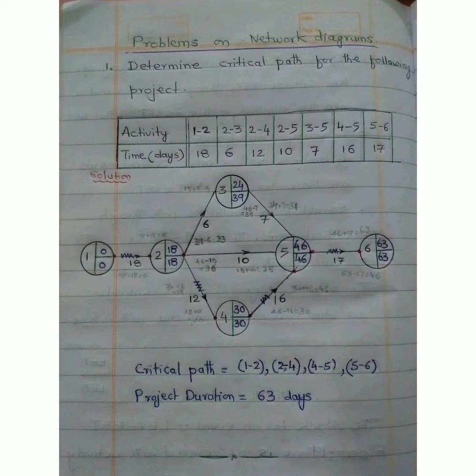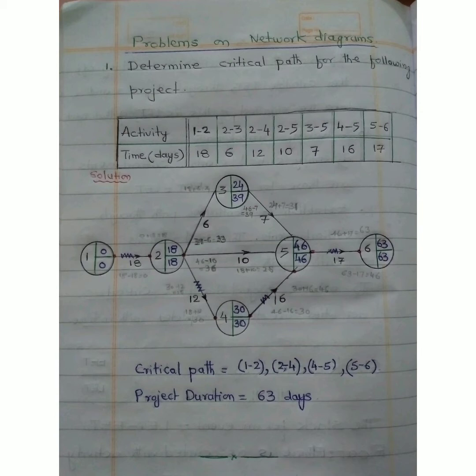With the help of the data given, let us construct the network diagram. Activity 1-2 is drawn with the starting number as 1 and the ending number as 2, marking an arrow towards 2 with time 18 days. Similarly, activity 2-3 is drawn.